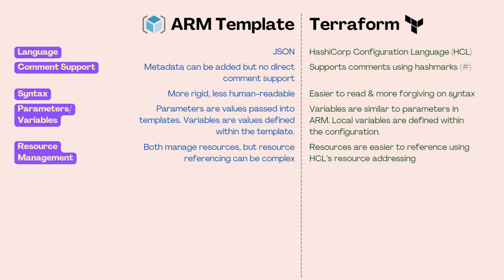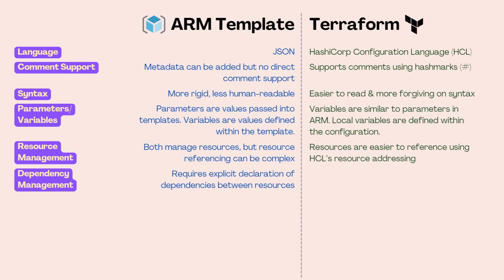Now, one of the big differences between these two is how they handle dependencies. With ARM templates, you have to be very explicit. Let's say you're setting up a virtual machine that depends on a network card, or NIC. In ARM, you have to specifically tell it that the VM depends on the NIC. Terraform, on the other hand, is smart enough to figure that out on its own. It automatically builds a dependency graph, so it knows, hey, I need to create the NIC first before I create the virtual machine. This makes your life a lot easier because you don't need to spell out every single dependency.